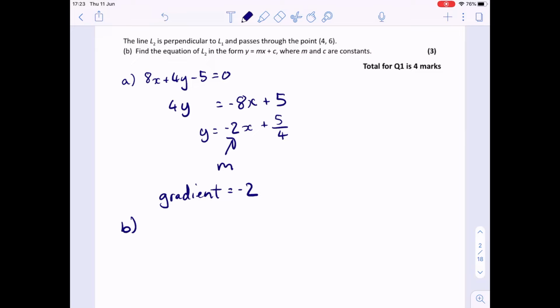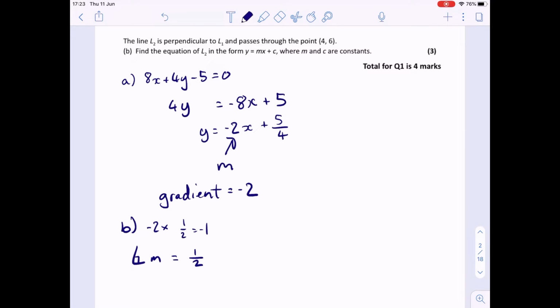Okay, B. The line L2 is perpendicular to L1 and passes through the point (4, 6). Find the equation of L2 in the form of y equals mx plus c. Now, if two lines are perpendicular, then their product is going to be minus 1. So minus 2 times a half is going to equal minus 1. So our perpendicular gradient is going to be a half.